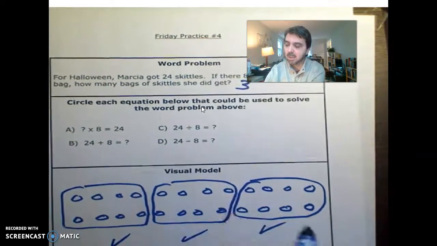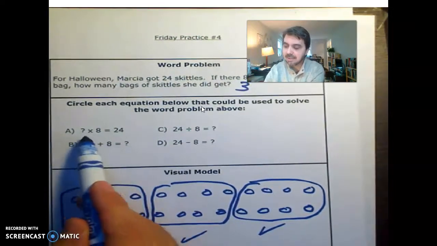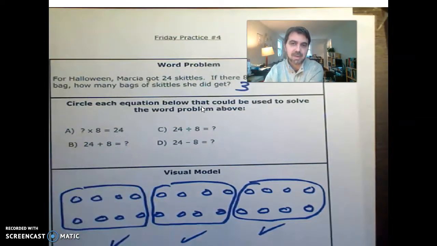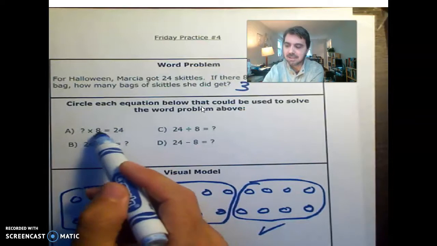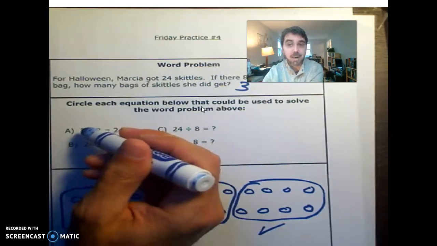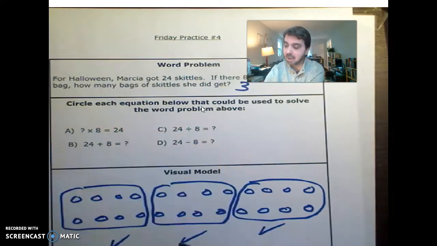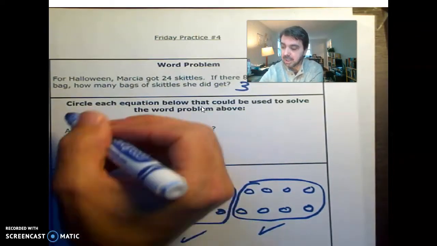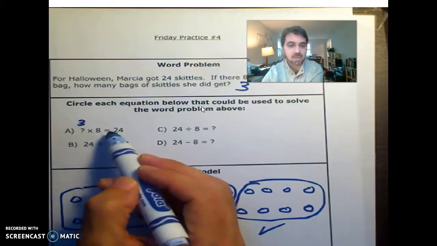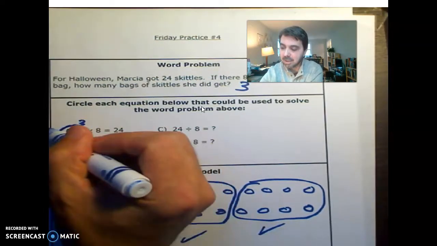So let's see. Something times 8 equals 24. We could think of that as how many bags of 8 Skittles would give us 24 Skittles. So there's a question mark there because we weren't sure. But we did solve it. There's 3. If I put 3 here, 3 bags of 8 Skittles equals 24. That does work. Absolutely.